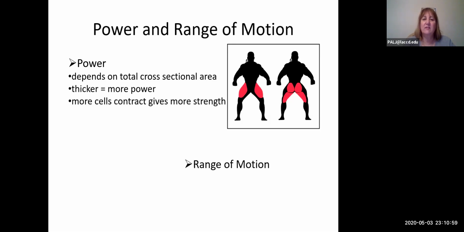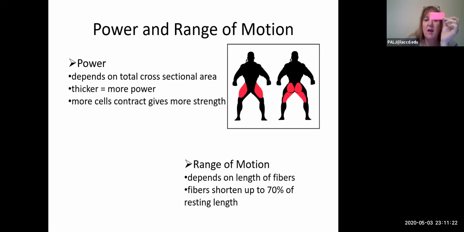In contrast to that, range of motion depends on the length of the fibers. Remember, the unipennants, they were short. Okay. Parallel, they are long. Okay, I can make parallel like this and it would just go like that. But parallel, they are long, which means they have more length they can contract. This only has this amount of length. This one has more than twice the amount of length.